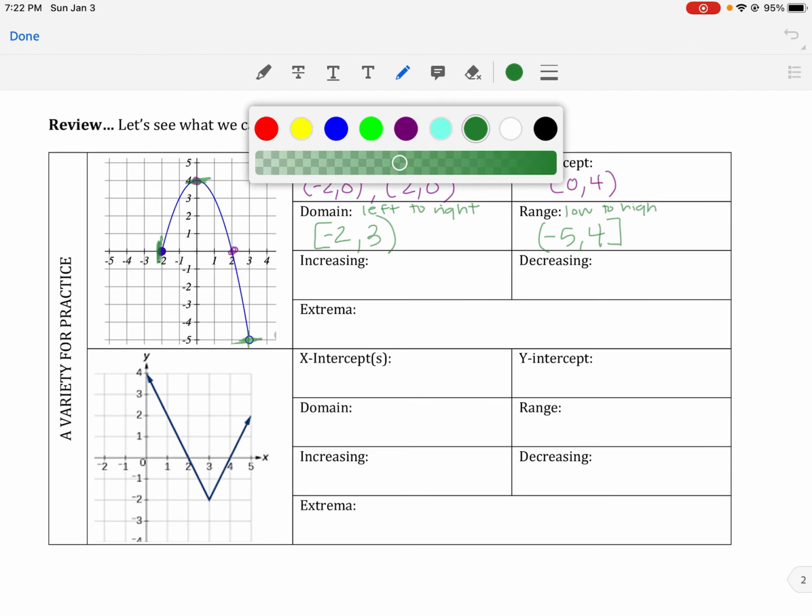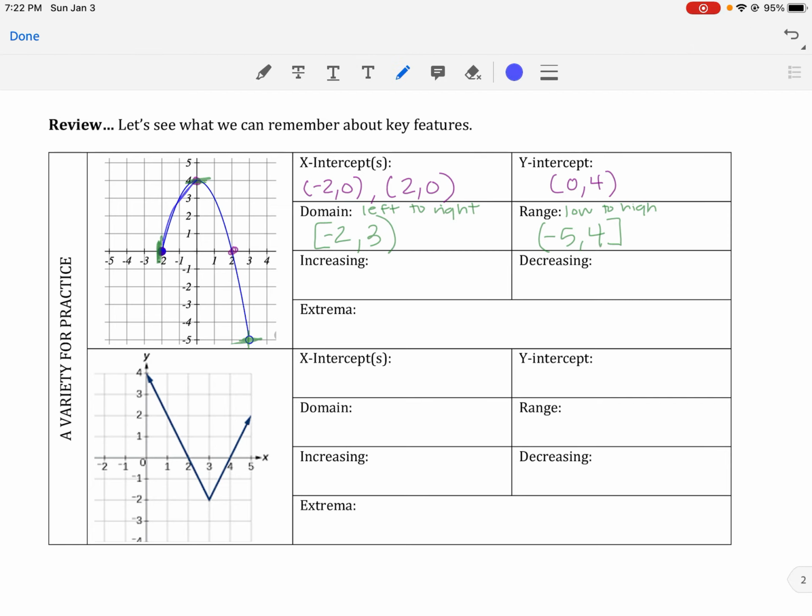Okay, next we've got increasing. This part of the graph right here is the part that's increasing. It's going up. Your y values are getting bigger. And we're going to write the x values there. So the x value of this first one is -2, and the x value of this other point is 0. Okay, decreasing is where the graph is going downhill from left to right. The y values are getting smaller. It should start at that same x value at 0, but it ends at the x value of 3.